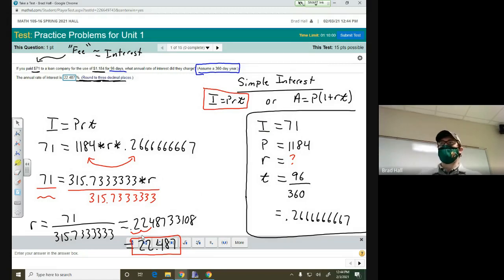22.487%. That would be the interest rate for this problem. Does anyone have any questions about this one before we move on? If not, then let's go ahead and move on to the next problem.